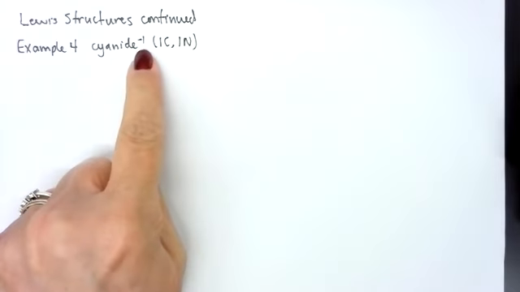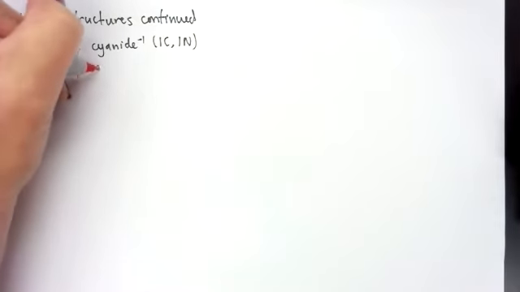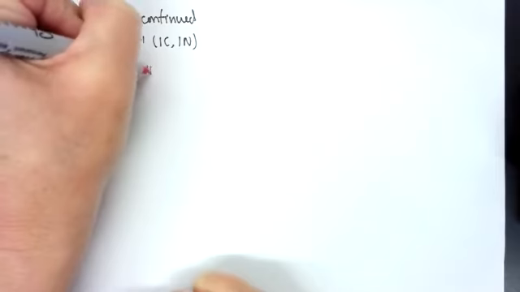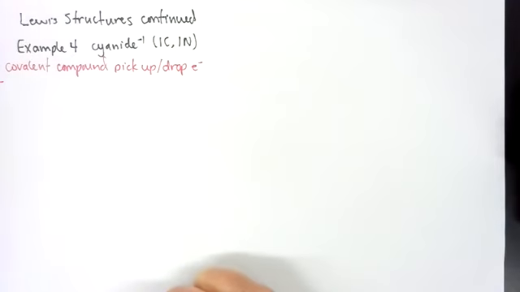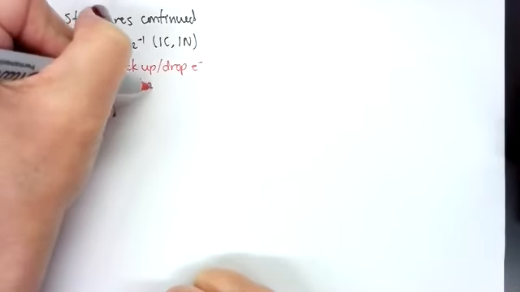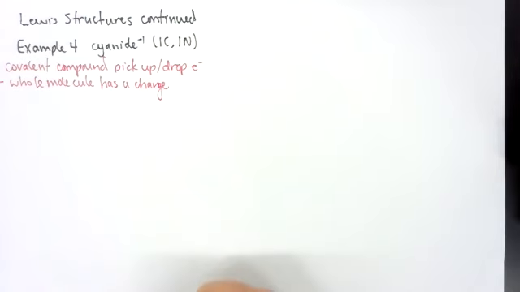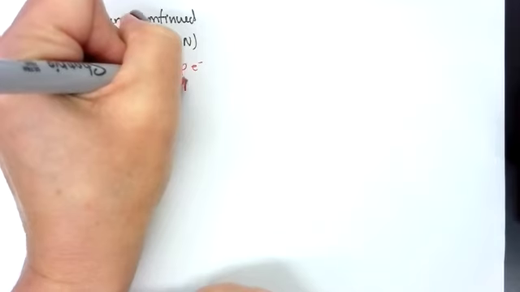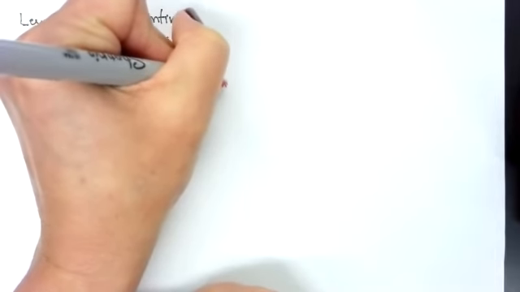So look at this -1 charge. Sometimes we have situations where a covalent compound will pick up or drop electrons. And the result is the whole molecule has a charge. So the whole molecule acts like an ion. So we call this a polyatomic ion.